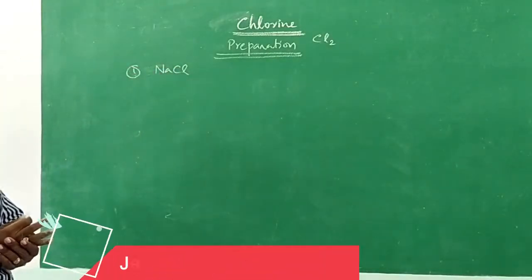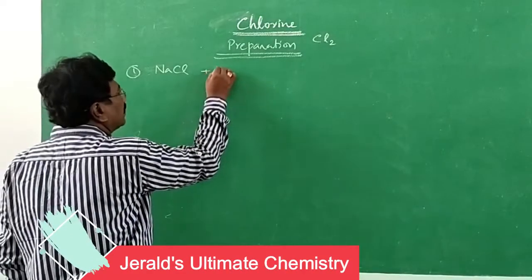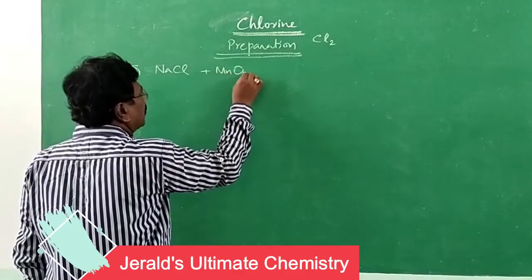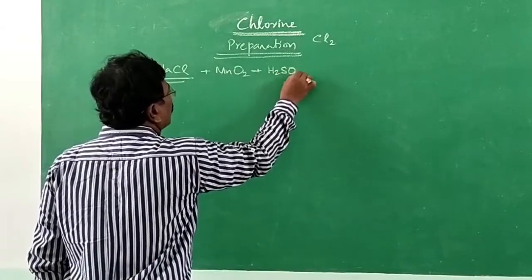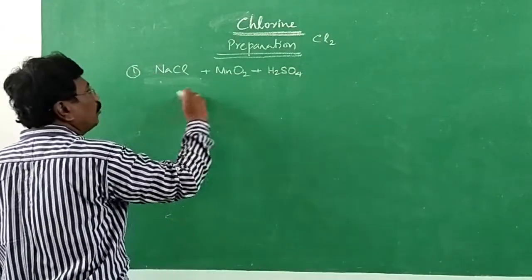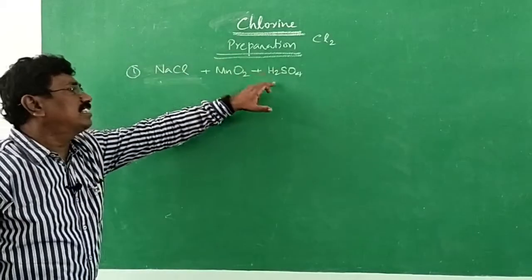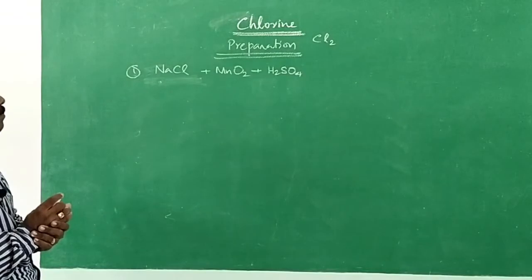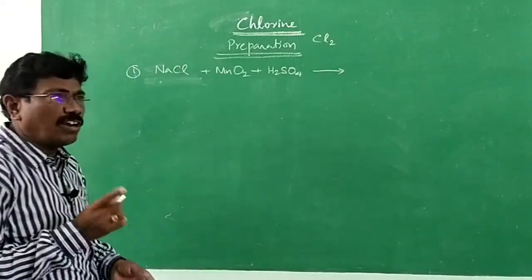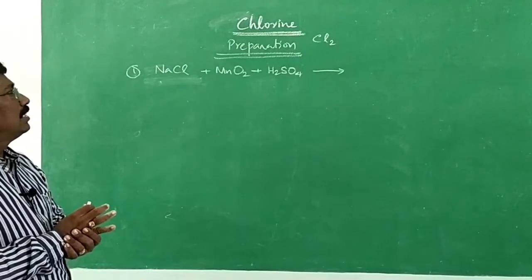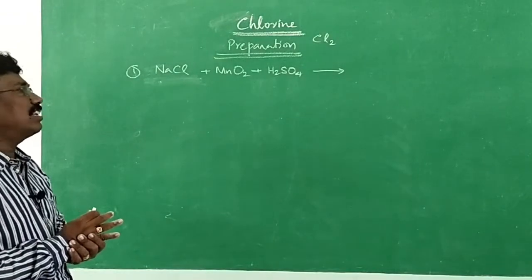When chloride salt is oxidized using manganese dioxide in presence of an acid, because the salt has to be broken using an acid. Suppose if we take only hydrogen chloride or hydrochloric acid, no need to go in for sulfuric acid. If you use salt, sulfuric acid is mandatory. What will happen? The manganese will become manganese chloride. Sodium will become sodium bisulfate. With that, water and chlorine will be formed.